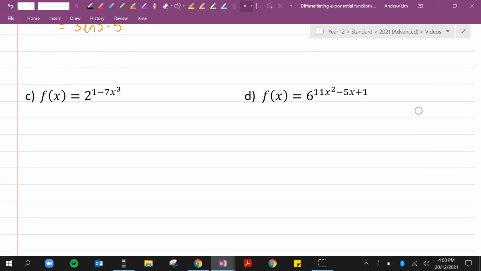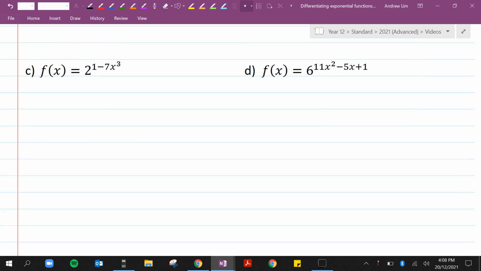Alright, 2 more. f of x is equal to 2 to the power of 1 minus 7x cubed. So we want to differentiate this. I'm going to write down exactly as it is. We're going to have ln of the base. And we're also going to multiply it by the derivative of the power, which is minus 21x squared. So I'm going to tidy this up. I'll put the minus 21x squared at the front. ln of 2 times 2 to the power of 1 minus 7x cubed.